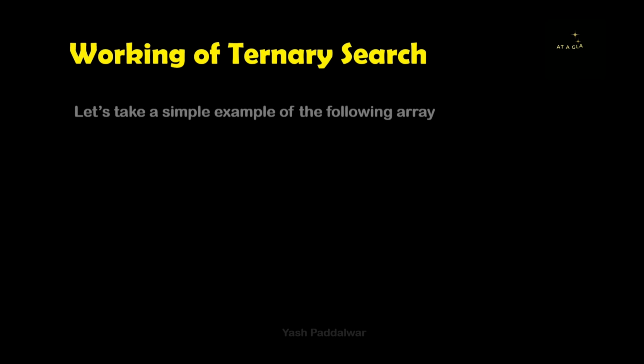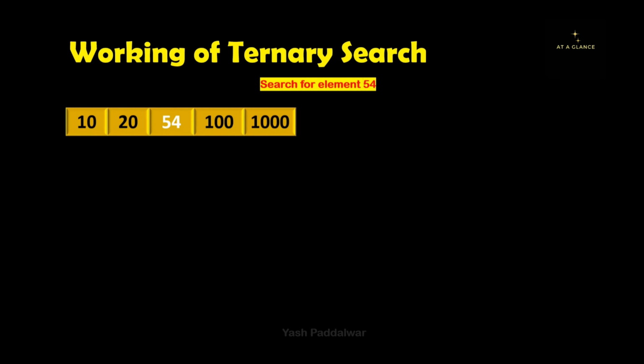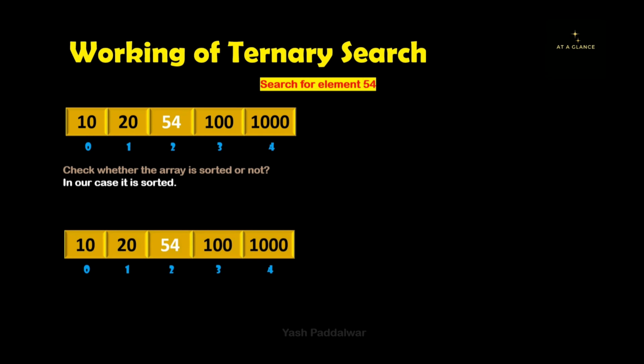Now let's see how ternary search works. So let's take an example of the following array. The array contains 5 elements, starting from index 0 to index 4. Let's say we need to search for the element 54, which is present at index 2, with the help of ternary search. For ternary search to work, we need to see whether the array is sorted. So here the array is already sorted, so we can proceed with the algorithm.